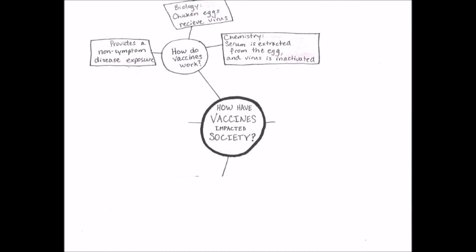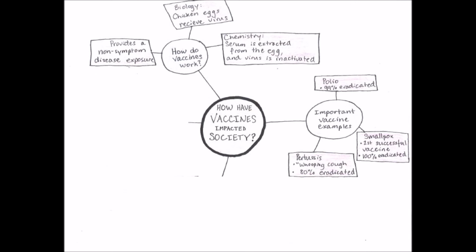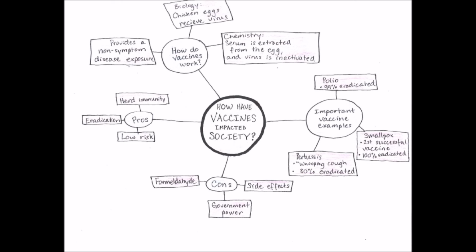They are created by extracting a virus-infected serum from a chicken egg and then inactivating the virus. Some significant vaccine discoveries include polio, which has been 99% eradicated, pertussis, which has been 80% eradicated, and smallpox, which has been completely eradicated. Some cons include rare side effects, formaldehyde usage, and more government power to regulate healthcare. The benefits include herd immunity, eradication of deadly diseases, and it is low risk.